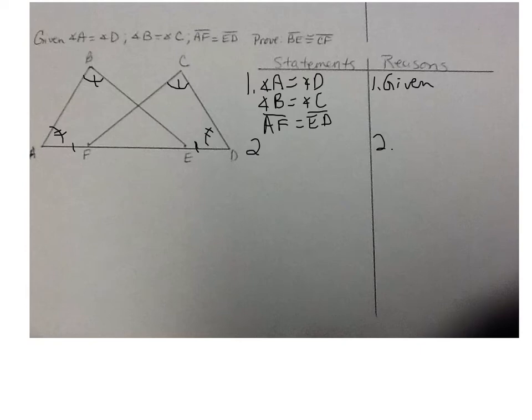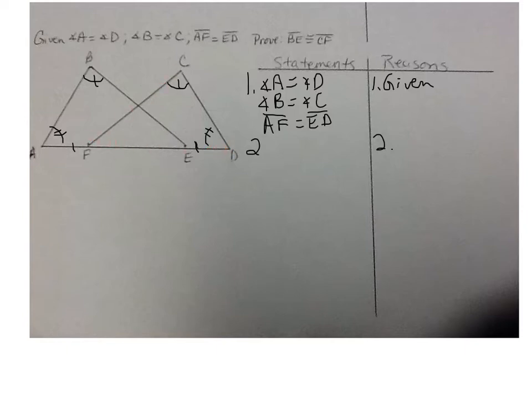Okay, proof number 3 from the worksheet. We are trying to prove that BE is congruent to CF. So if I can prove that triangle ABE is congruent to DCF, then I will be able to prove that those two pieces, BE and CF, are congruent because they would be corresponding parts of congruent triangles. So that's my plan. Try to prove that triangle BAE is congruent to CDF.